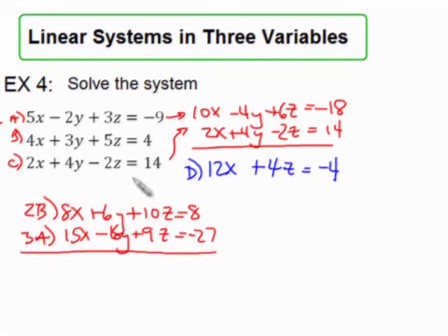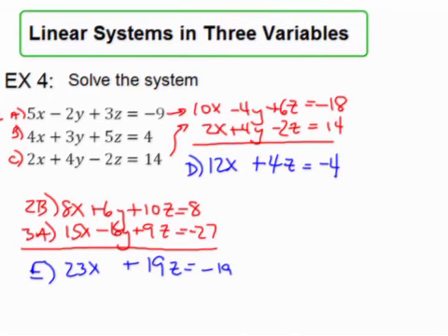Adding these two equations will give us a new equation. We'll call this equation E. 8x's plus 15x's give me 23x's. My y's drop out, just like in this second equation here. And then 10z's plus 9z's give me 19z's. And then 8 minus 27 gives me negative 19.